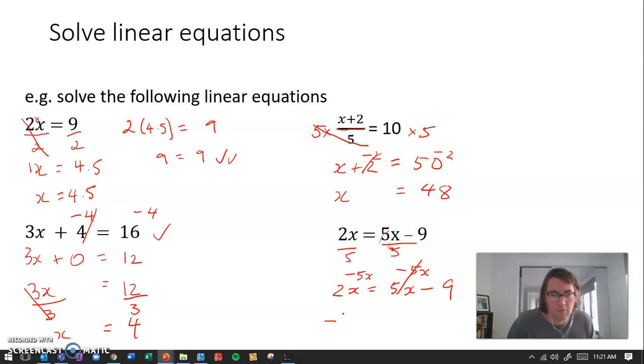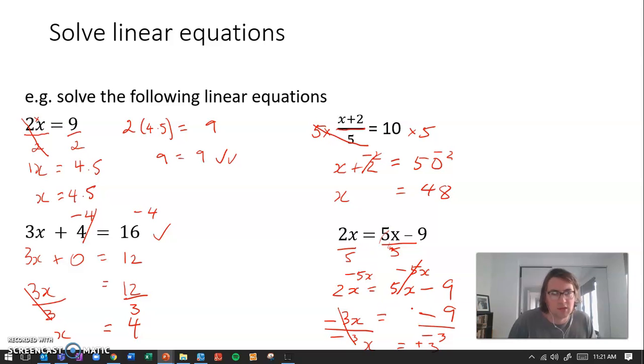And over here I've got minus 3x, because 2x minus 5x is minus 3x. Minus 3x is equal to negative 9. Okay, how do I get rid of the minus 3? I divide by negative 3. Negative 3x divided by negative 3 will give me just x, and that's equal to positive 3. Why is it positive 3? Because negative divided by negative is a positive.